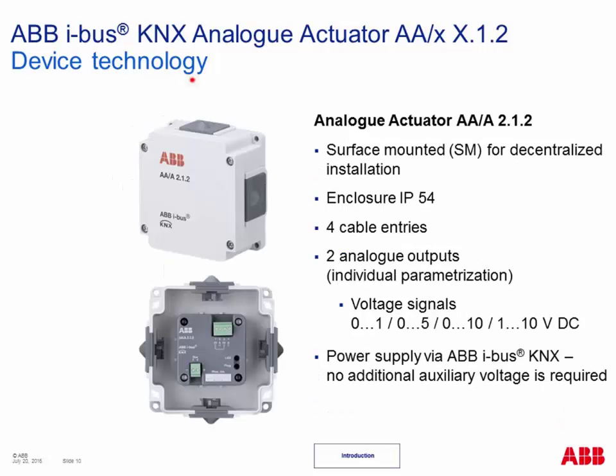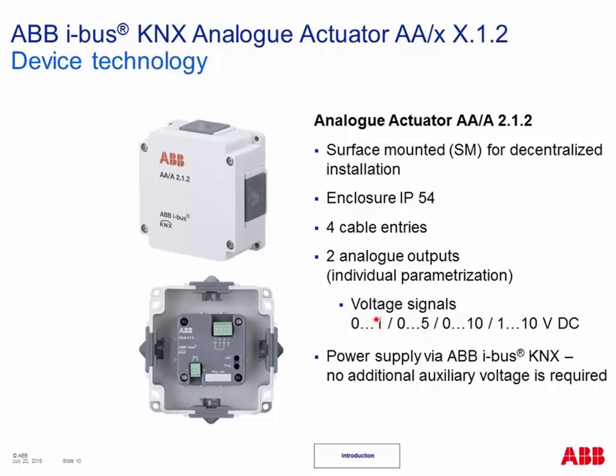And additionally, that's really new because not existing before, an analogue actuator, two-channel device as a decentralized component. For surface mounting, there's a completely closed box, IP54 protection level, and you see here the cable entries, four in total, to insert the cables you need, of course, to connect your outputs. A further difference is that we have only voltage signals here with this analogue actuator for surface mounting available. So no current signals, but all these voltage signals we have just explained already.